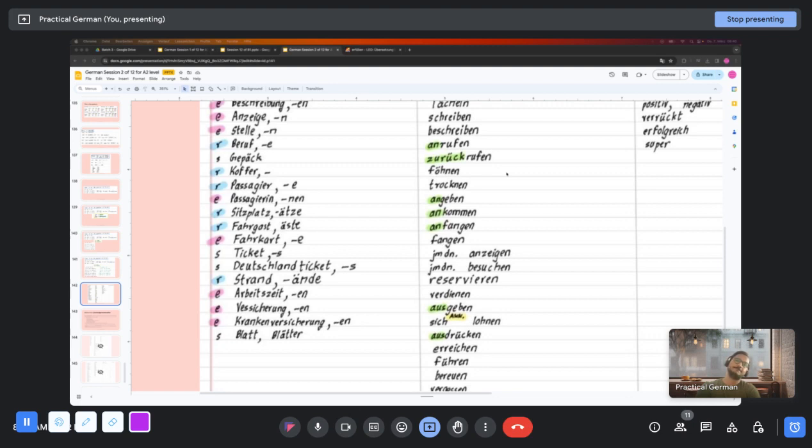Angeben. Meaning of angeben, guys? To specify, to indicate. Like die Daten sind angegeben. The values have been specified. Continue. Ankommen, meaning guys? Arrival. Yeah, the train arrives. Okay, so you say arrival, and that's a noun. Ankommen is a verb. So arrive.